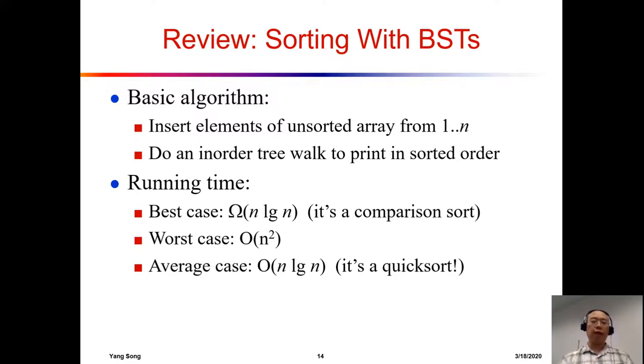We have analyzed that the best case is omega n log n. Why? Because it is a comparison sort. If we build a binary search tree and then do an in-order tree walk, this data structure is built 100% based on comparisons. Since it is a comparison sort, it is omega n log n. And in the worst case, it's going to be O(n squared).